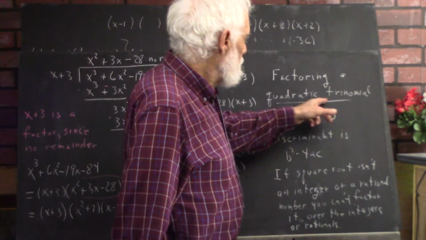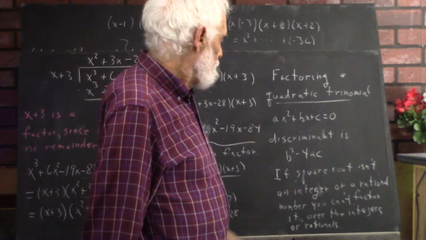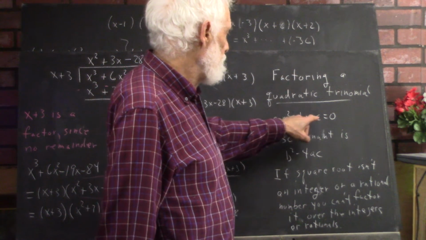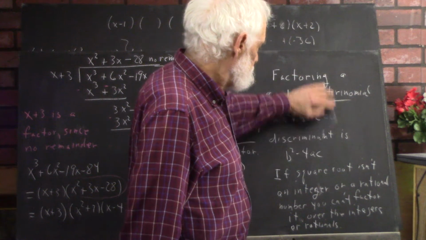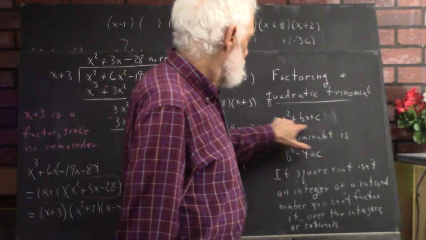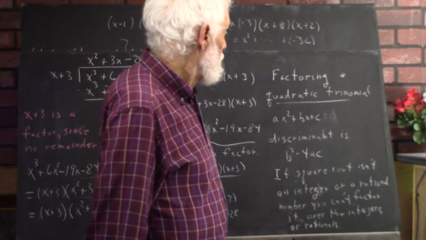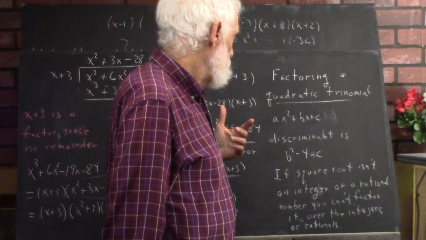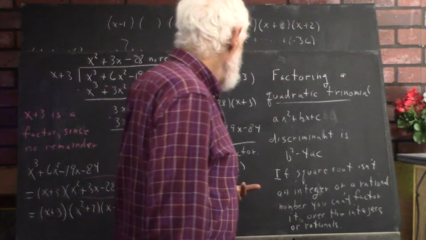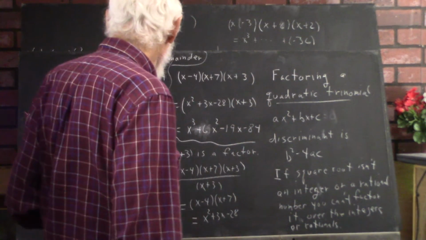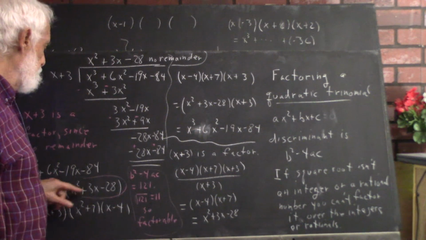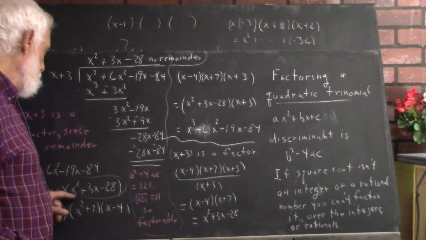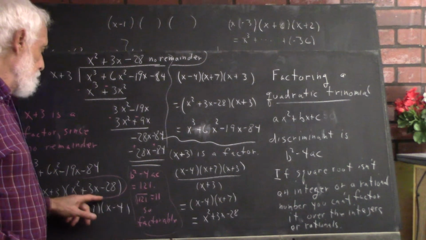Okay, to factor a quadratic trinomial, you can do it by trial and error. It's a trinomial of the form ax squared plus bx plus c. There's your trinomial. To factor it, an example of a trinomial you can factor is x squared plus 3x minus 28. Now that comes up in relation to another problem, but we can just look at this. How do you factor this?